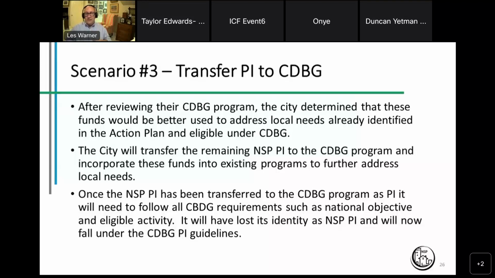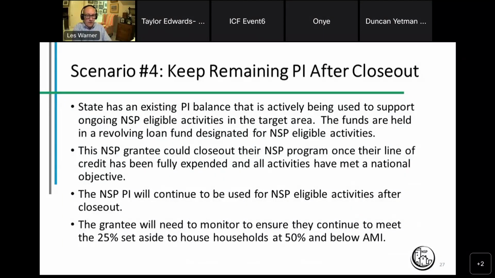it's now going to essentially lose its identity as NSP and will need to follow all of the CDBG requirements. So, thinking in terms of an eligible national objective, an eligible activity under CDBG. So that flexibility that you had under NSP program income to go up to 120% area median income and who you were serving, some of the restrictions that we had on the way that NSP program income could be used, those have fallen away at the point that you transfer it to the CDBG program, and this simply becomes additional CDBG program income that will need to be implemented following all of the CDBG regulations.